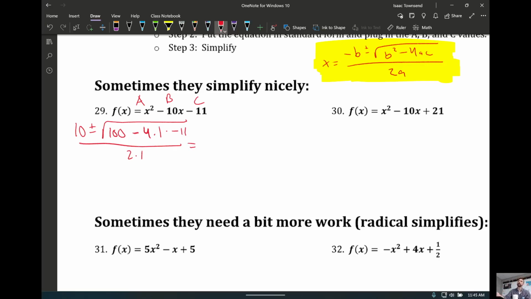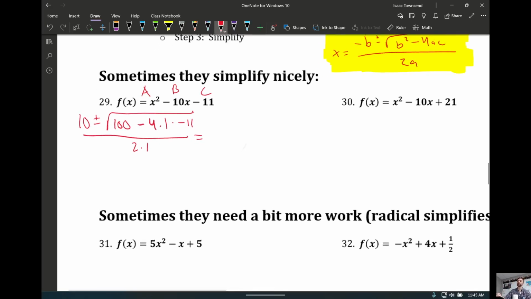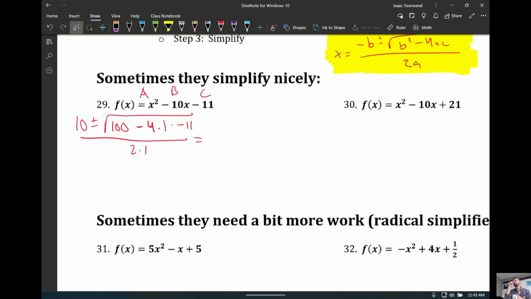Now, this just depends on how messy the arithmetic is. We're going to try to do all of these without a calculator, but if the arithmetic's super messy, then we'll just fall back on the calculator. I can do 2 times 1 in my head, no problem. Right here, I've got 100 minus a 4 times a 1 times a negative 11. A minus a negative is like plus. 4 times 1 times 11 would be 44. So the discriminant comes out to be 144.